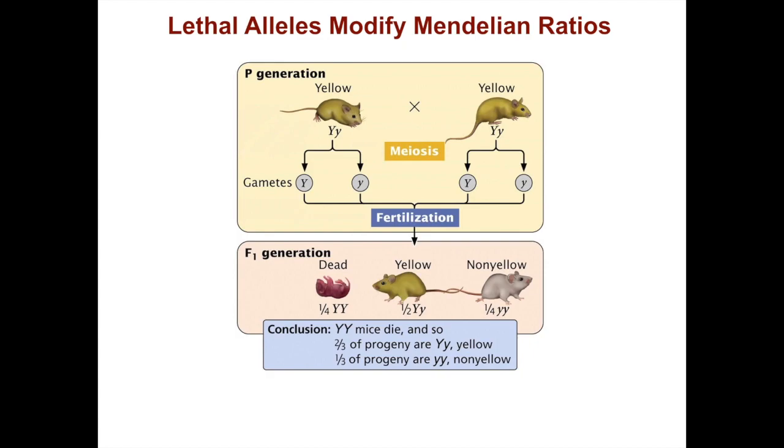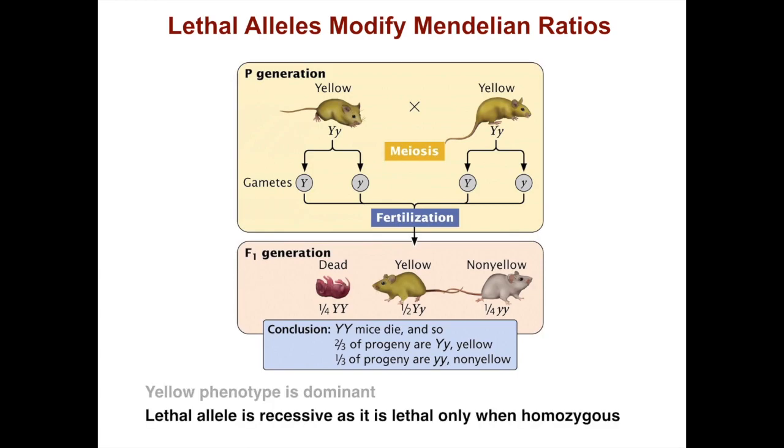So these lethal alleles modify Mendelian ratios, obviously. So you would get in the F1 generation, a quarter of the progeny would die. So the yellow phenotype is dominant. The lethal allele is recessive, as it is only lethal when homozygous. Now you can have more than just 2 alleles.